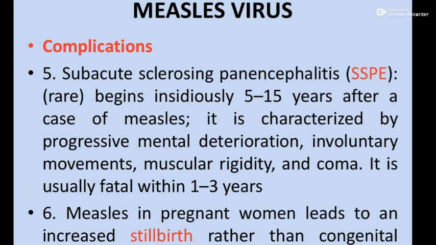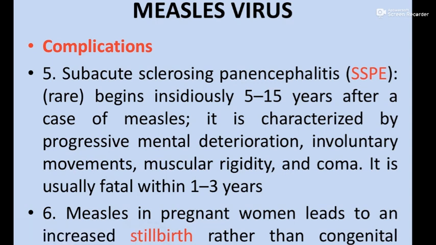There is an entity called SSPE, Subacute Sclerosing Panencephalitis. It is a disease that appears 5 to 15 years, up to 20 years, after a case of measles. It is characterized by progressive mental deterioration and may be fatal. Mental deterioration progresses until coma and loss of consciousness, and it is usually fatal within 1 to 3 years, but it is very rare, about 1 in a million. After 5 to 15 years there will be progressive mental deterioration, rigidity, coma, and death within 1 to 3 years.